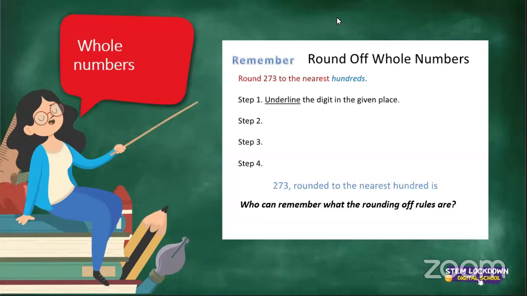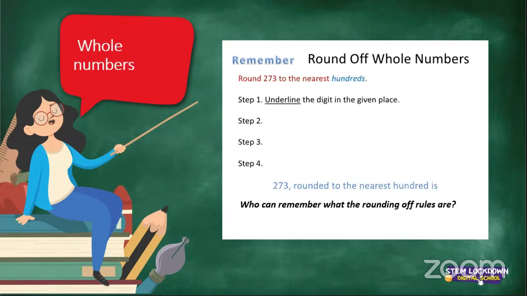So who remembers the steps? We first said yesterday that you underline the digit that is in the given place. So what is the second step, the third and the fourth step? If you can quickly write that down, because today it's nothing new, we're just continuing with yesterday's work. Anyone who remembers the steps? All right, let's continue and go to the next page.